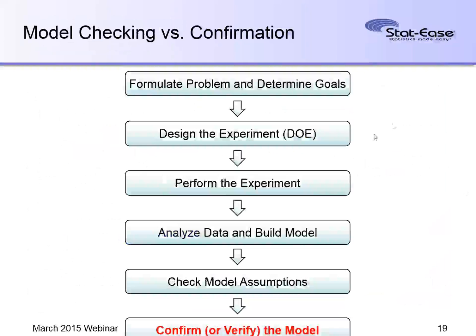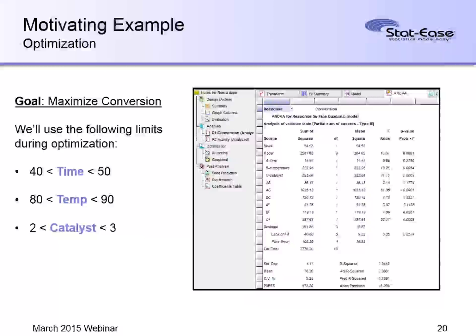So, hopefully, you will check your model assumptions after analyzing and building the model. This tells you if, for example, the p-values that are reported are valid. But hopefully you'll go and do one additional step, which is to confirm or verify the model. So let's continue with this example. Just for convenience, I put the ANOVA here on the right side of the screen.